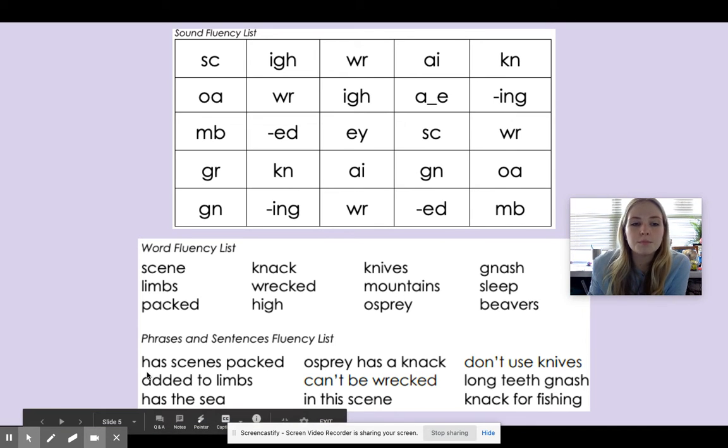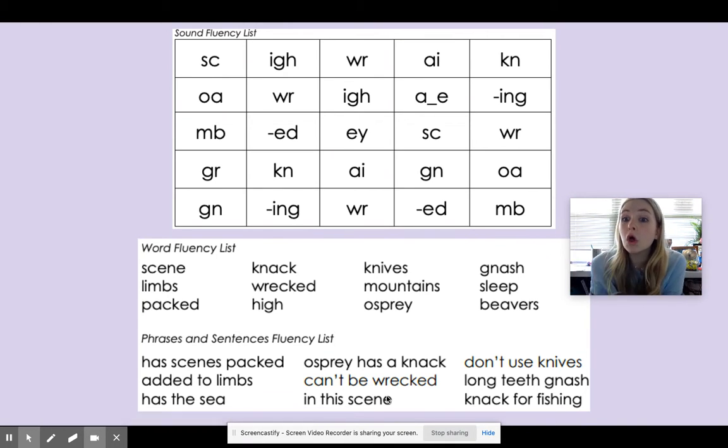So I'll read a couple. Has scenes packed. Added two limbs. Has the sea. Osprey has a knack. Can't be wrecked in this scene. I'll let you finish it out. But you need to do this whole page.